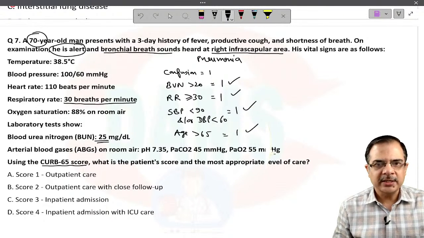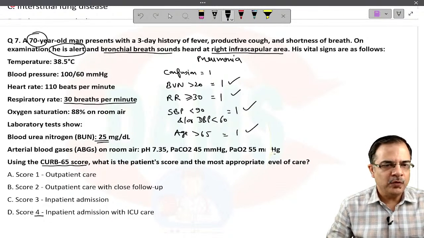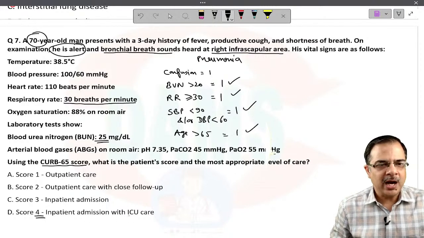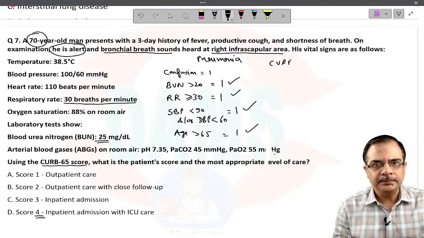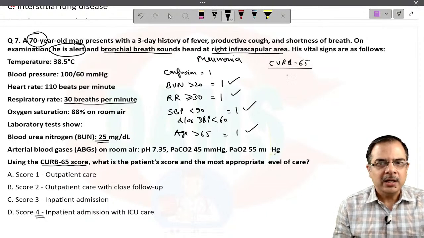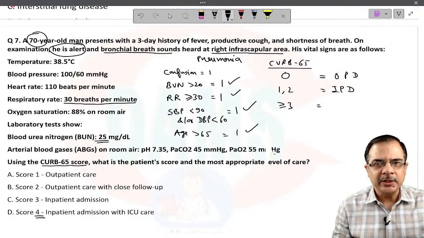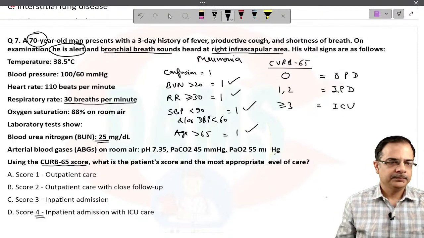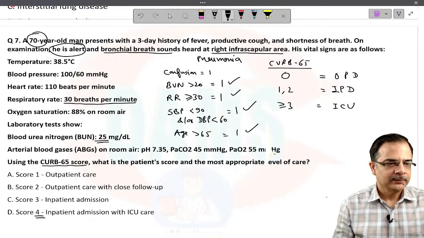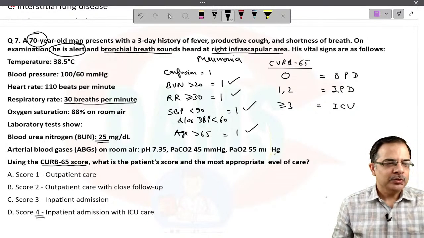So the answer here will be the CURB score is 4, and the patient will need ICU care. So what is the CURB score and the site of care? CURB score 0 is OPD, 1 and 2 is IPD, more than or equal to 3 is ICU. Is ICU. Urea 40. So Dr.